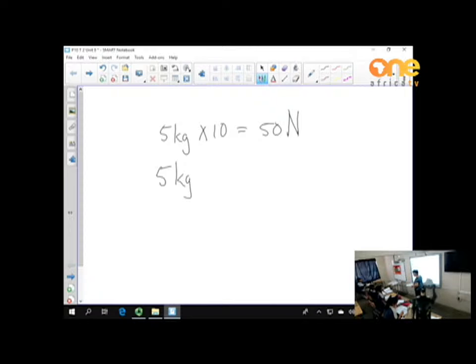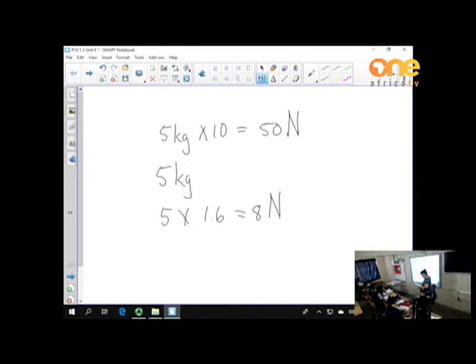Does the mass change? No, the amount of matter didn't change. We didn't lose a lens and a shutter along the way. Are you with me? Okay, the mass remains the same. And then what is the weight on the Moon? Well, the weight on the Moon is mass times 1.6 because the gravity is 1.6 Newton per kilogram, and that gives me 8.